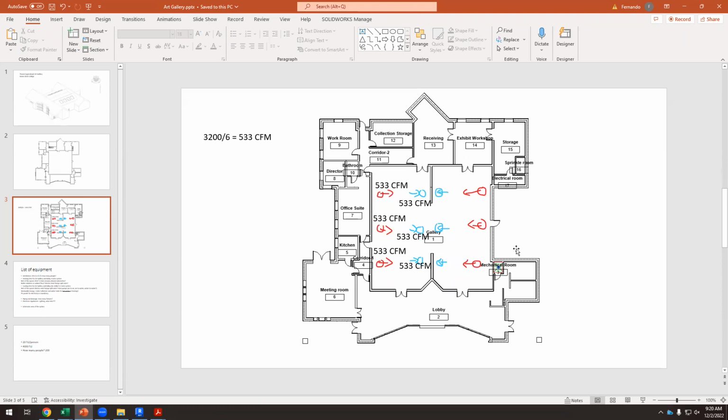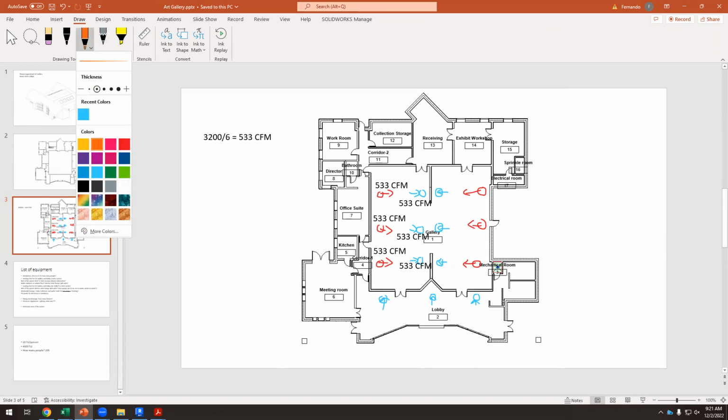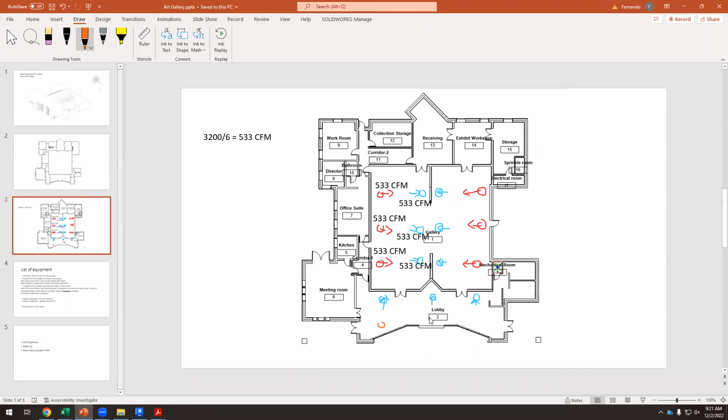Okay, and the same thing in the other hall. What about the lobby? In the lobby, again, I would need supply and I would need return. How many? I can say that I have 3 supply and 3 return diffusers. So I can paint 1, 2, and 3. Those are return. And I can have 3 supply. 1, 2, and 3.